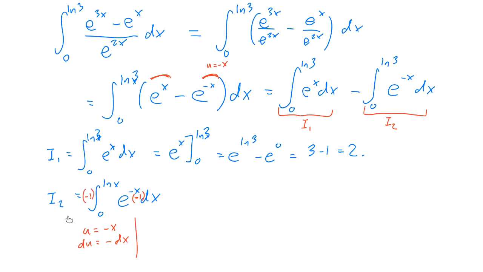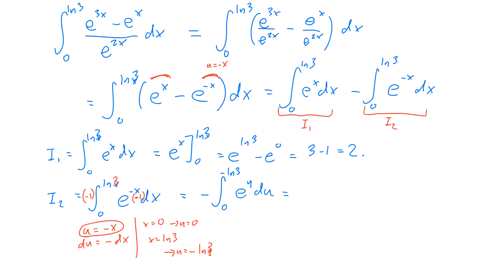And then notice that if x is equal to 0, and I plug that in here, I get that u is also 0. And if x is equal to natural log of 3, then u is negative natural log of 3. So let's plug all that stuff into this integral. I'll have negative the integral of e to the u du taken from 0 to negative natural log of 3.